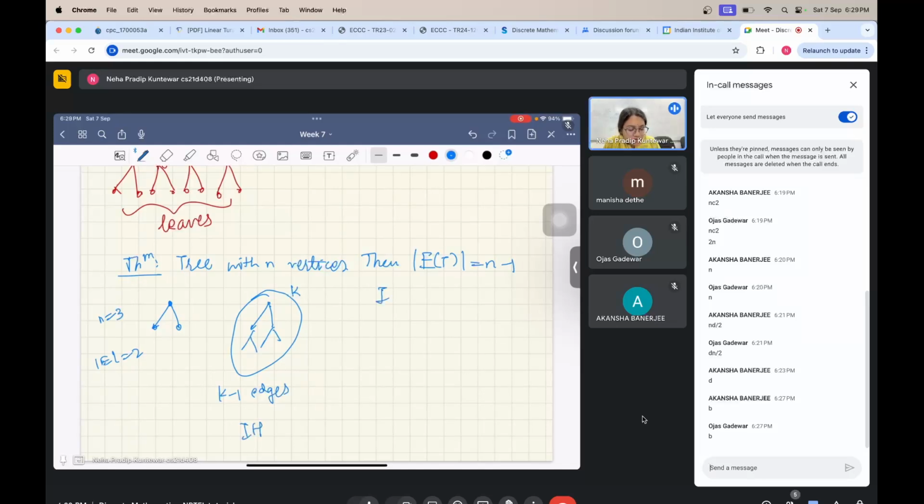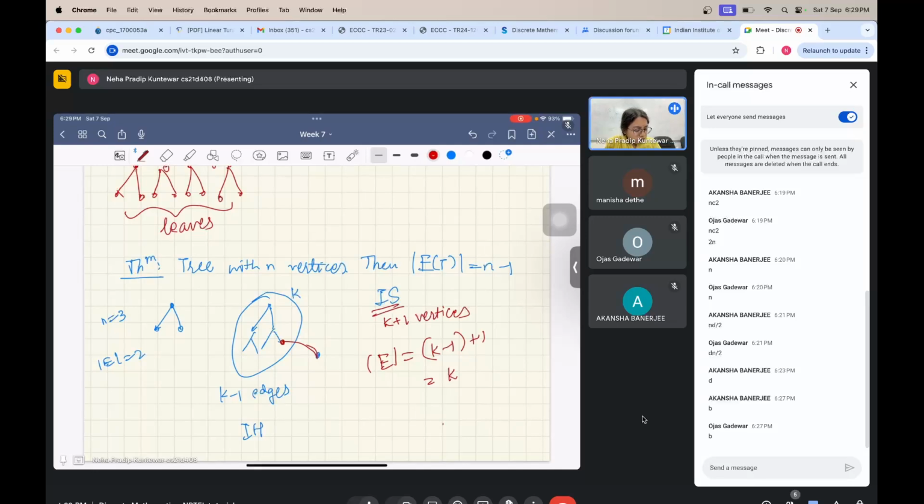What happens at the induction step is you add one more vertex, and since it's a connected graph, it has to have one edge with some vertex here, and you cannot have multiple edges because otherwise it would create a cycle. So the only way to keep it acyclic and connected is that you add one edge. Then you have k plus 1 vertices, and the number of edges at this point becomes k minus 1 plus 1, which is k. And that is how you prove this by the principle of mathematical induction.